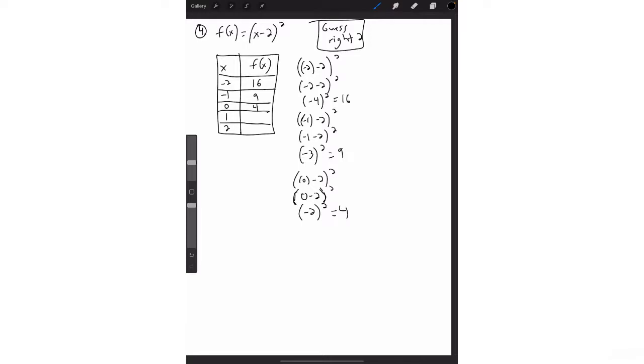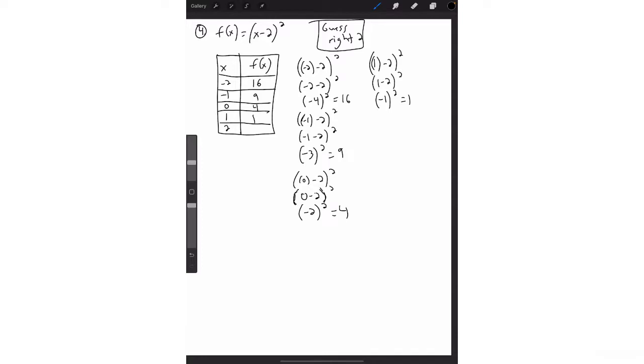And let's do the same for the other side. 1. So I get 1 minus 2 squared. Once I've done that, I'm going to remove this and say 1 minus 2. 1 minus 2 gives me negative 1. And negative 1 times negative 1 is a positive 1.